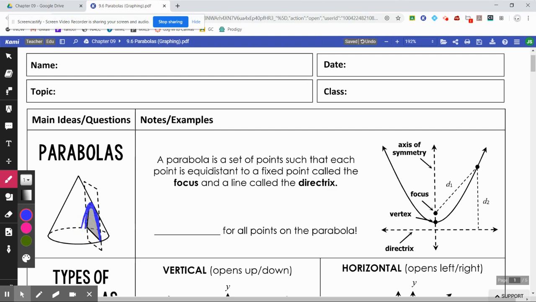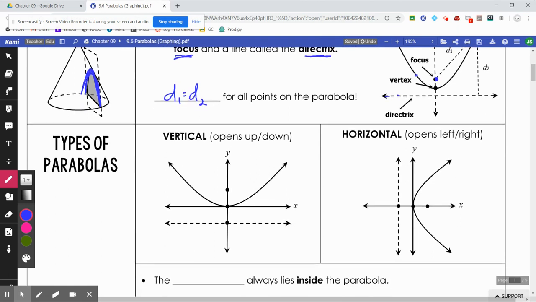By definition, a parabola is a set of all points such that each point is equidistant to a fixed point called a focus and a line called a directrix. So you see here in this parabola, you see your directrix here, you see your focus. Every point on this parabola is the same distance from the focus as it is from the directrix. If you pick a point here, the distance from the focus to that point and from the directrix to that point is going to be the same, and the same over here. So D1 and D2 would be equal for all points on this parabola.